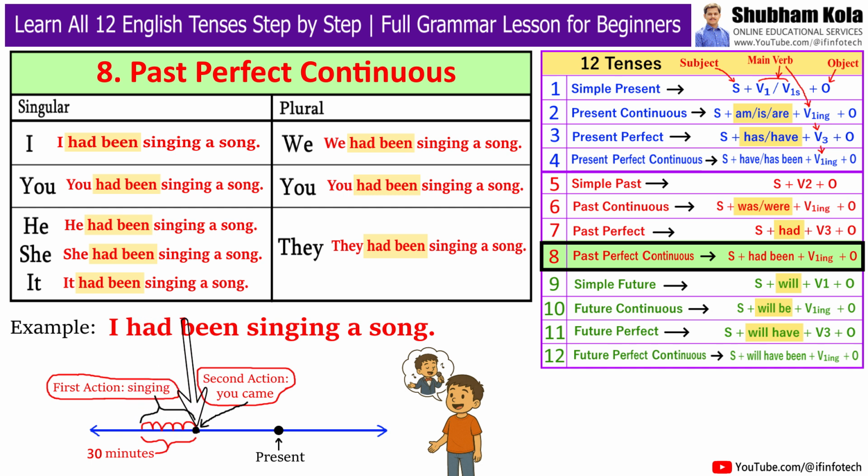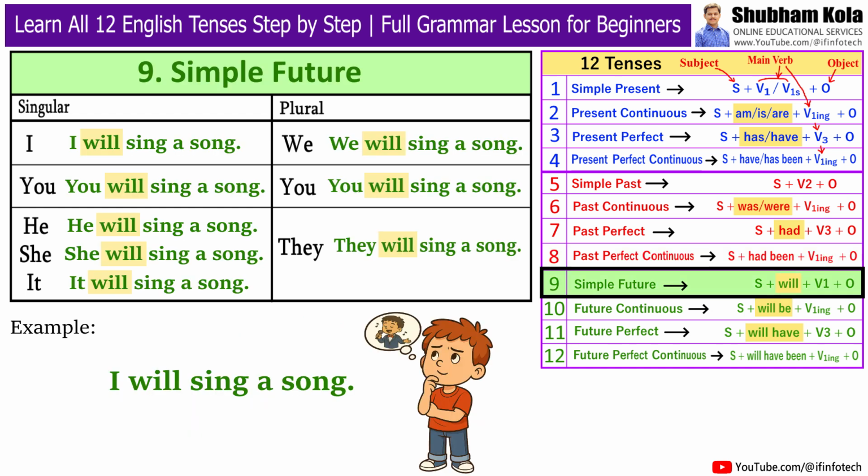Now the ninth tense is simple future tense. Let's move to the future. Suppose I plan to sing tomorrow. I'll say, I will sing a song. Simple future tense is very easy. Just use will plus base form of verb, that is V1.